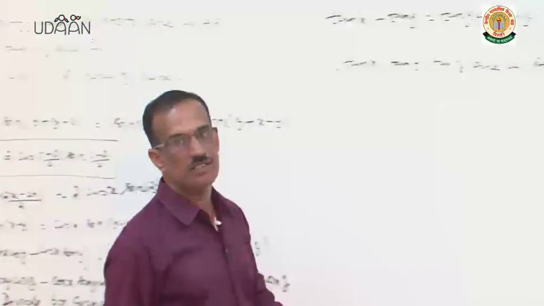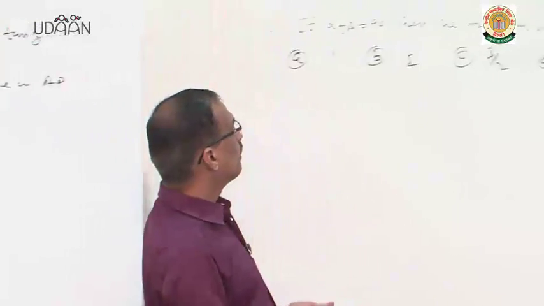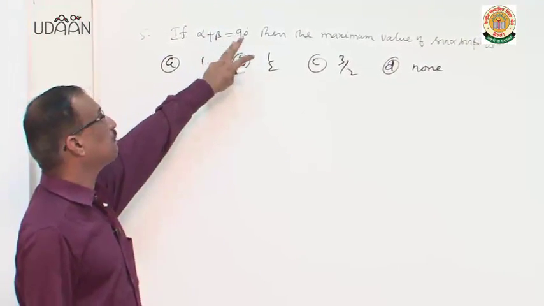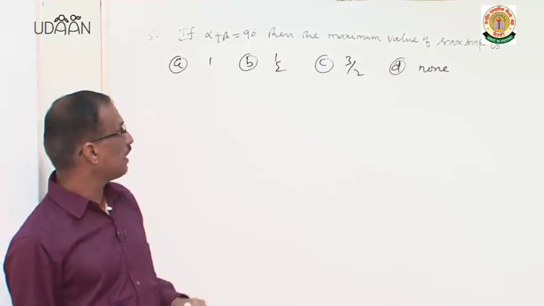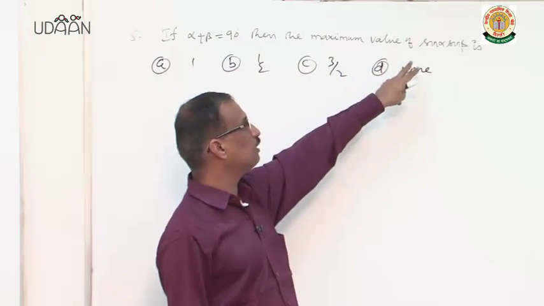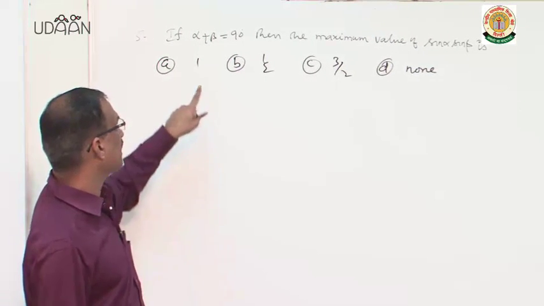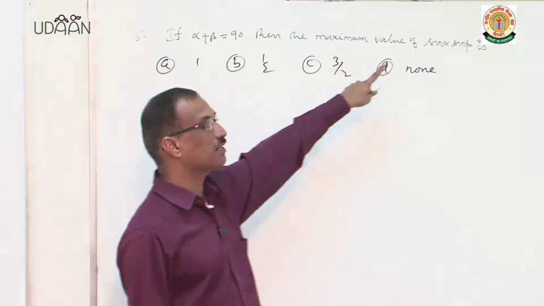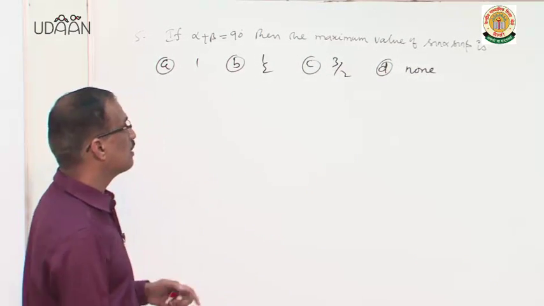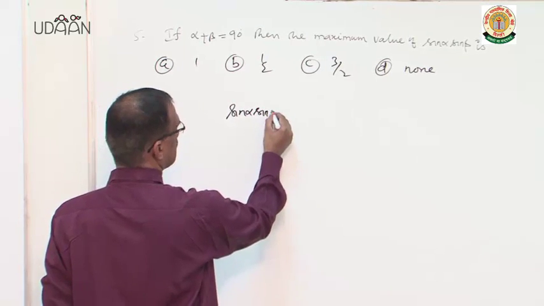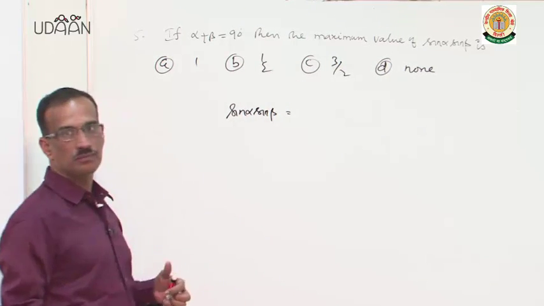So now let us move to the next question. In this question, if alpha plus beta equal to 90 degree, then what is the maximum value of sin alpha sin beta? The options may be 1, a half, or 3 by 2, or none of these. So we have to find out sin alpha sin beta.